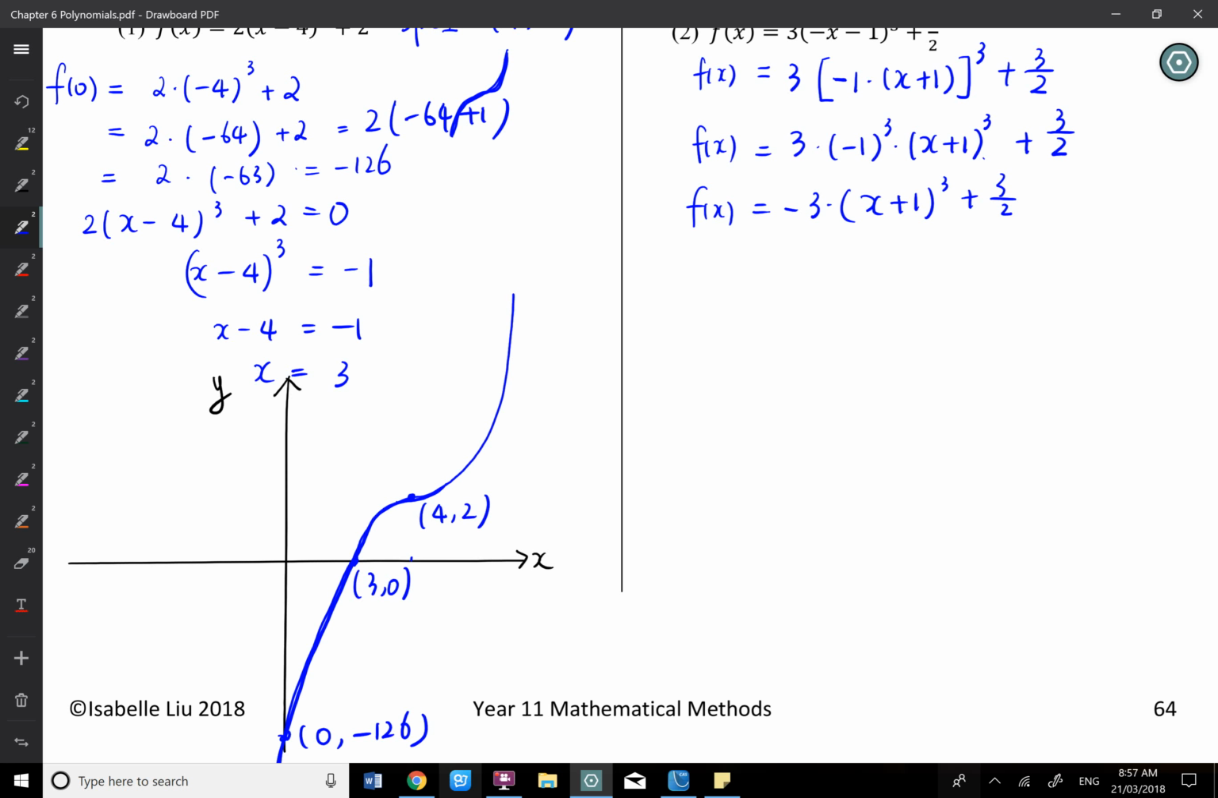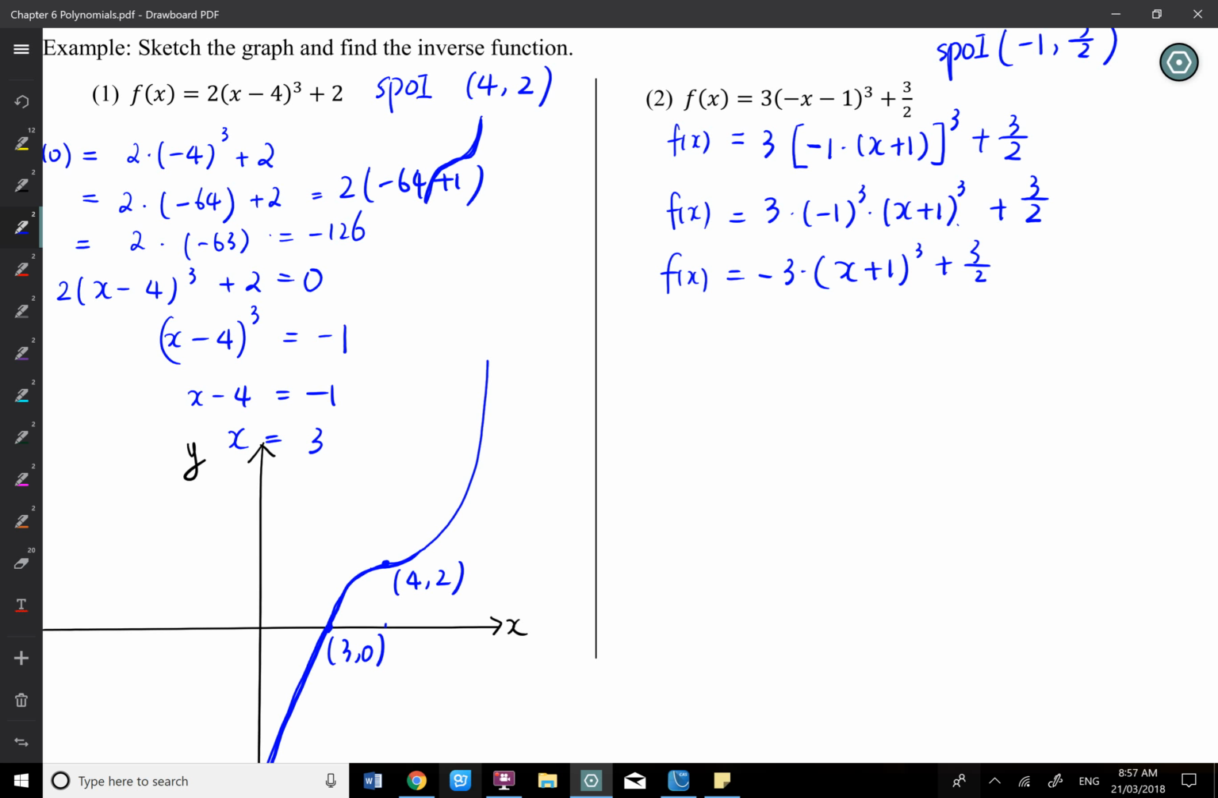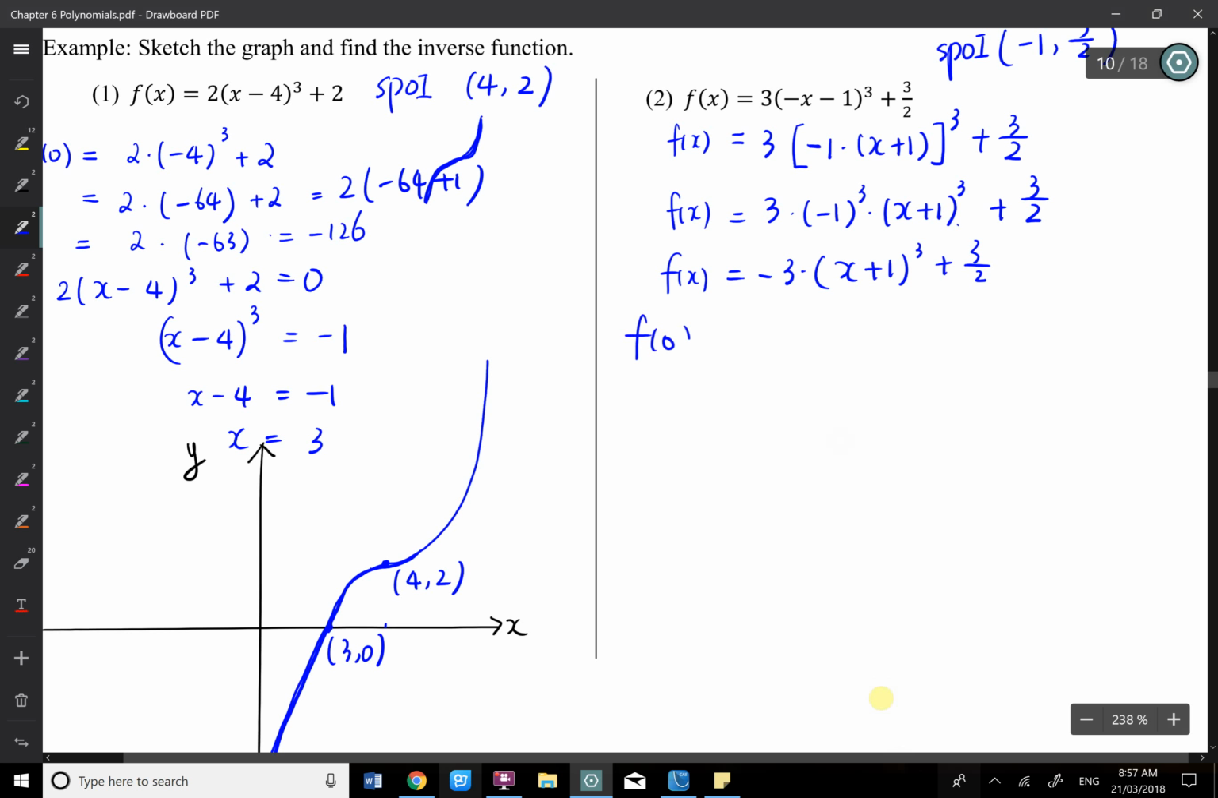Next one, we find the x-intercept. We find f(0). f(0) will be -3 plus 3/2, and that's -3/2. So we have 0 minus 3/2, and then we solve for the x-intercept.